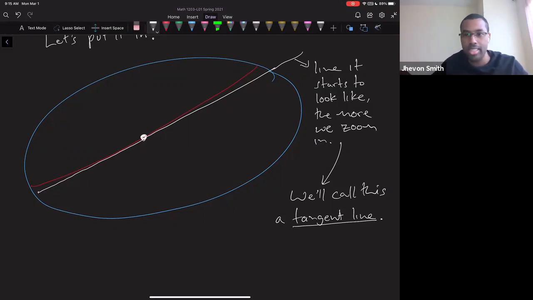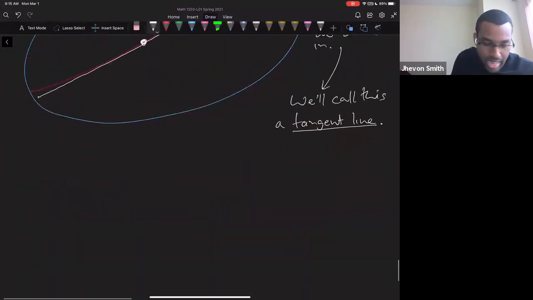This line is called a tangent line. Tangent means to touch. The idea was it touches it locally in one point, but that's actually technically incorrect. Tangent lines don't have to touch a curve only in one point locally, but that's another story. This is where the name comes from. It's not completely mathematically accurate. So that's the idea. If we can find the slope of the tangent line, we can find the slope of the curve.